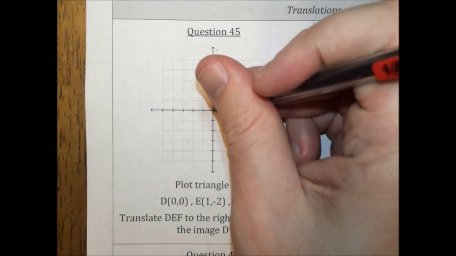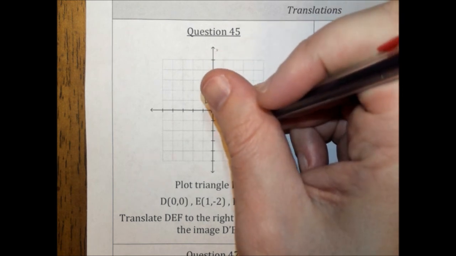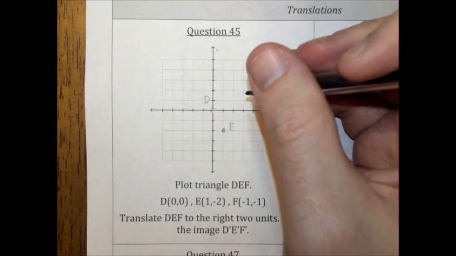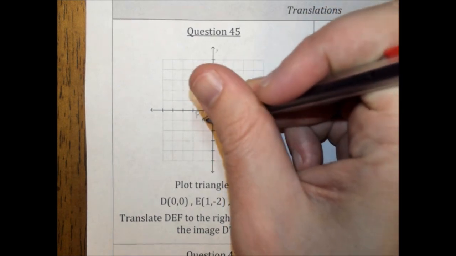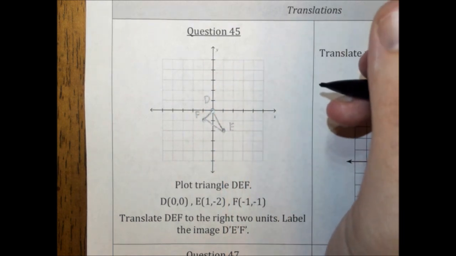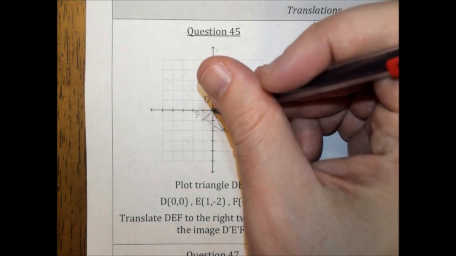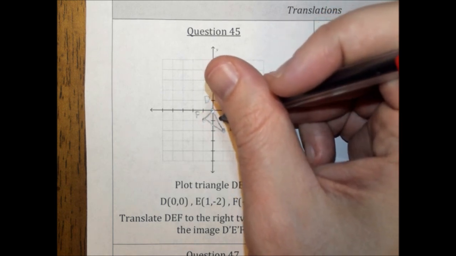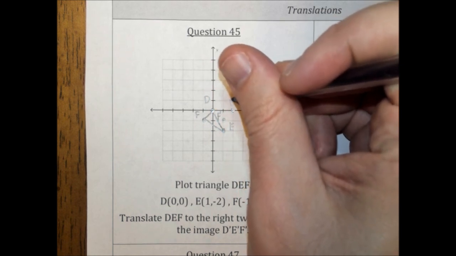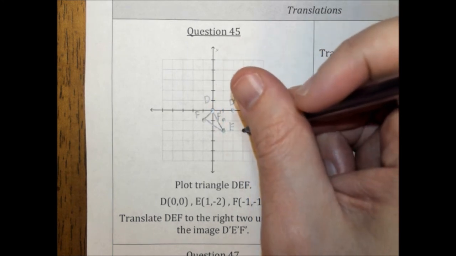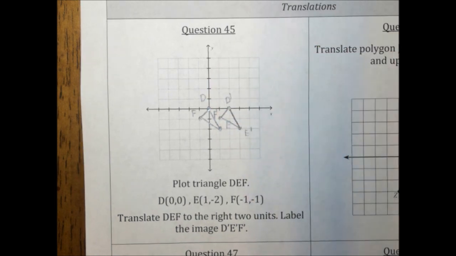Question 45. Plot triangle DEF. D is right there. E is right there. And then F is right there. We got a tiny little triangle here. It says translate DEF to the right 2 units. Label the new image D prime, E prime, F prime. So we just need to move everything to the right 2. 1, 2, F prime is right there. 2, D prime is right there. 1, 2, E prime is right there. So we just have a triangle that moved over a little bit.